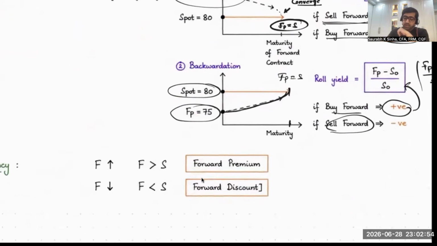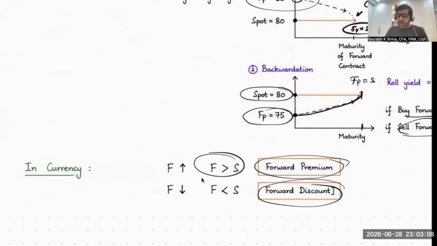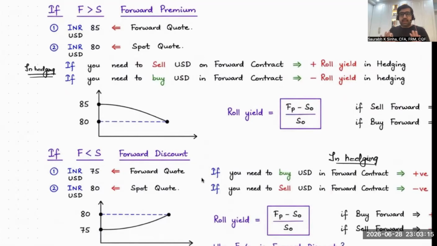Okay. So now we are entering into the currency market. In currency, we don't call it contango and backwardation. We call it forward premium when the forward is trading at a higher price than spot, and forward discount when the forward is trading lower than the spot. That's it. Everything is going to be exactly the same.